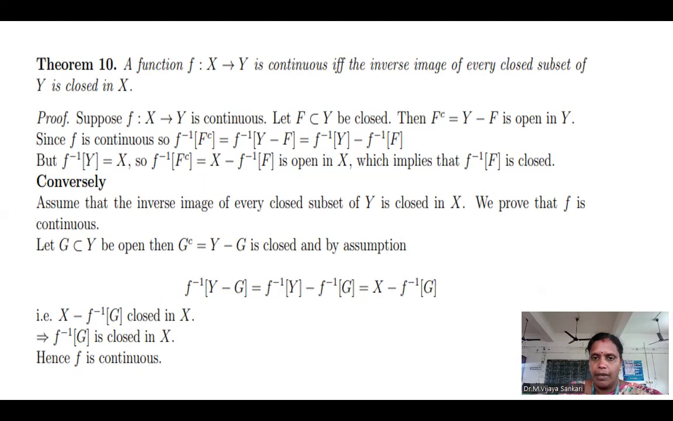We use the definition. Let F, a subset of Y, be a closed set. Then F complement equals Y minus F. Closed set complement is open. Since f is continuous, f inverse of F complement equals f inverse of Y minus F equals f inverse of Y minus f inverse of F. But f inverse of Y equals X, so f inverse of F complement equals X minus f inverse of F, which is open in X, which implies that f inverse of F is closed.